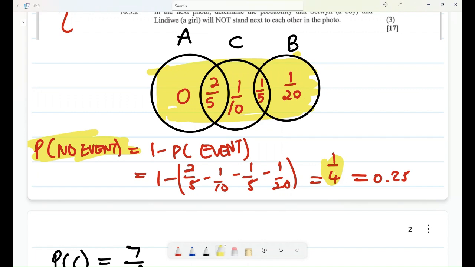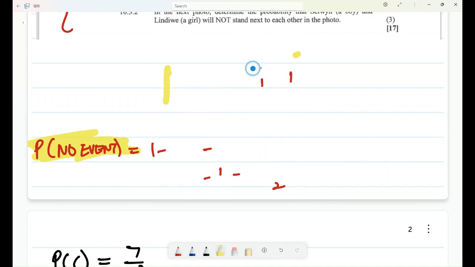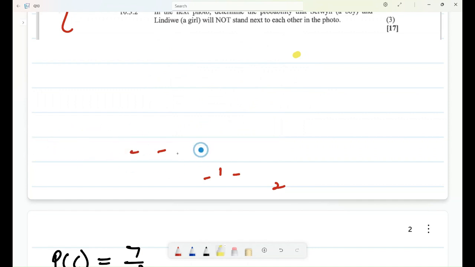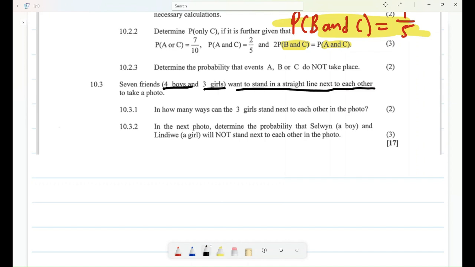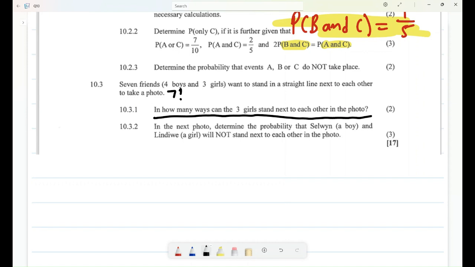Now let's just finish off quickly. Counting principle. It says now, 7 friends, which were 4 boys and 3 girls, want to stand in a straight line next to each other to take a photo. All right. Remember, if they are just standing by their own randomly, we have 7 ways in which they can stand again. Now, 10.3.1 says, in how many ways can the 3 girls stand next to each other?